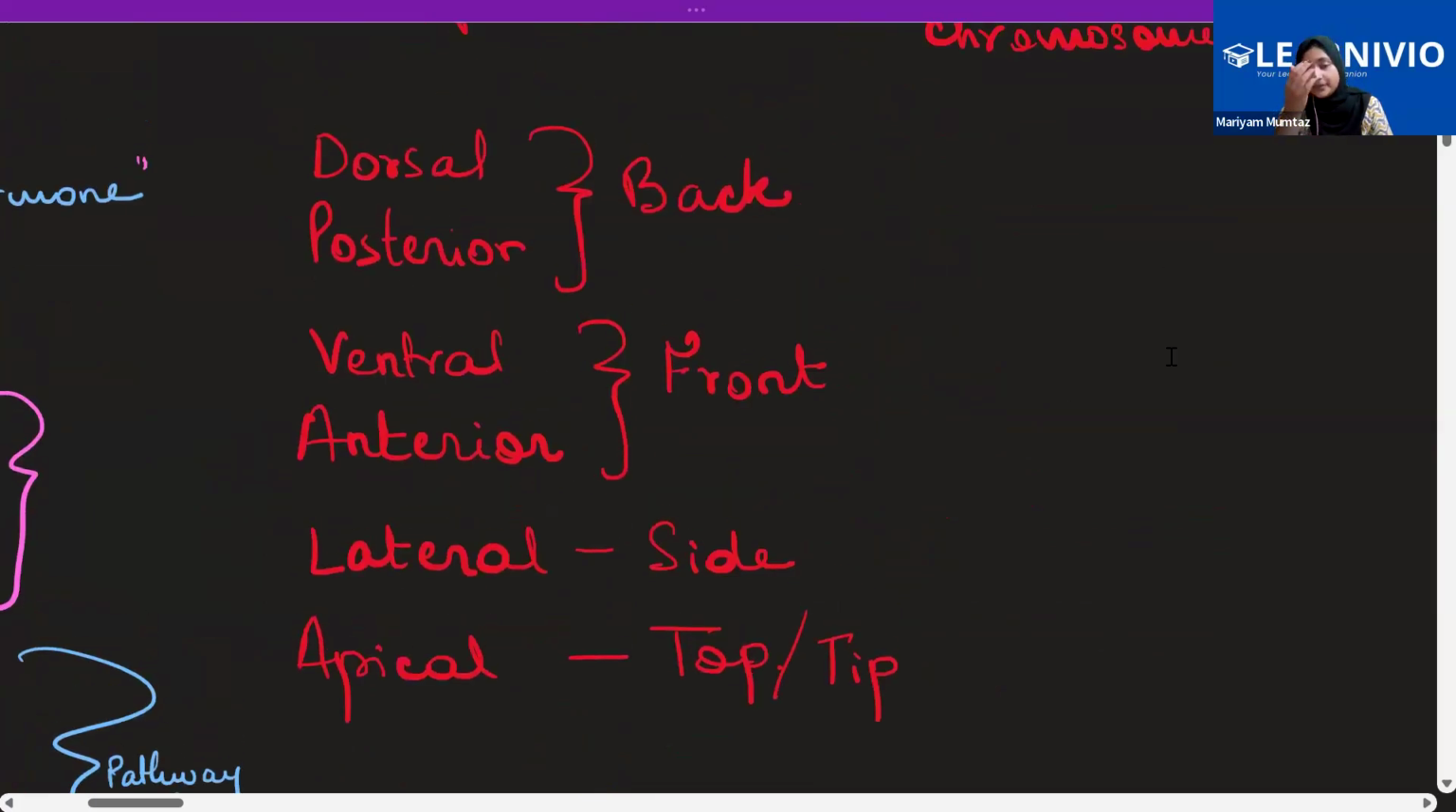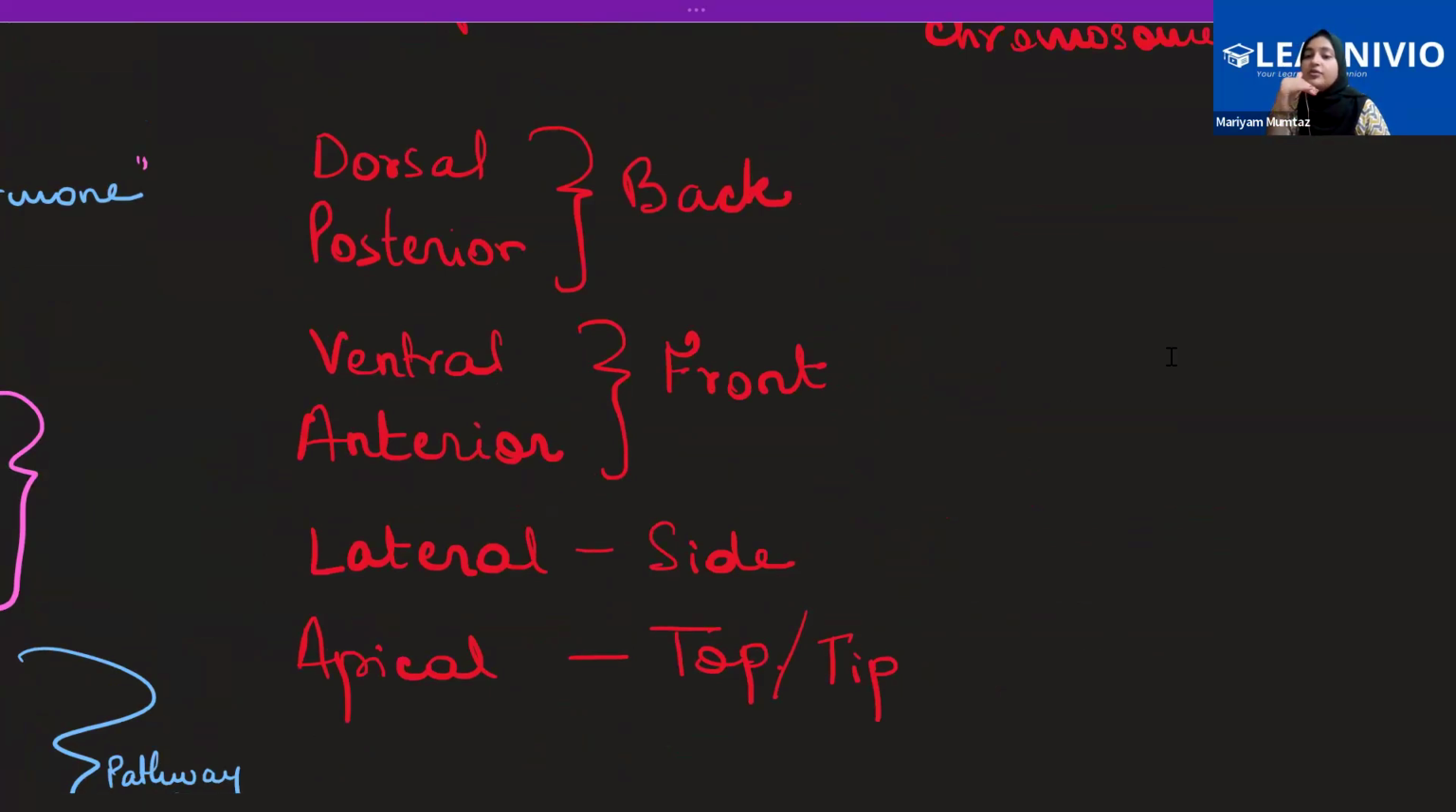Now, positions also you people should know: dorsal and posterior, these two names refer to the back position. Ventral and anterior refer to the front position. Lateral means sideways and apical means the tip portion. These are the names in terms of biology which you people should know. Is this much clear to everyone? Any doubt?